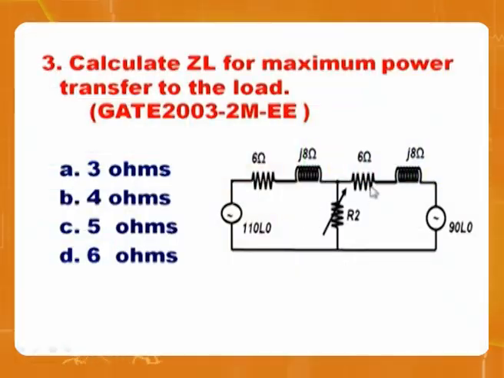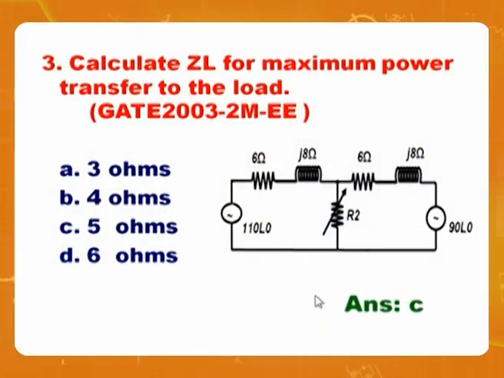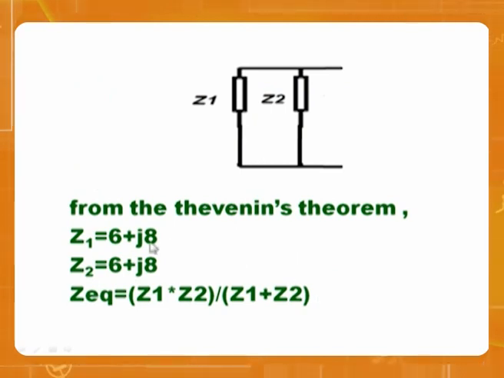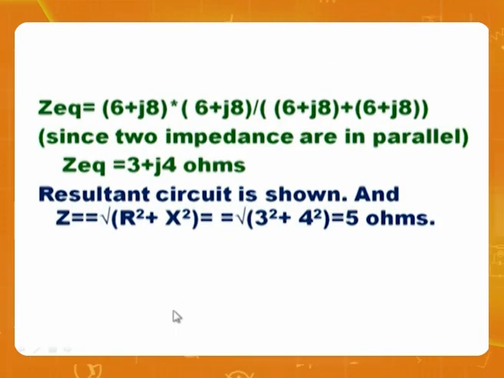So I am going to do one thing. For Thevenin's equivalent, I will short this, and these two come in parallel. Very simply, if two things come in parallel, you calculate the parallel impedance. So 6 plus J8 in parallel with 6 plus J8, calculate it. And take the magnitude, you will get the answer. Look here. As I have taken the 6 plus J8 parallel combination, I got 3 plus J4.